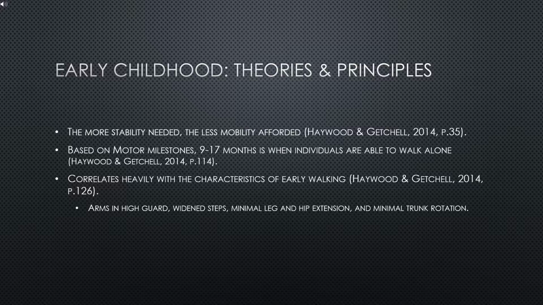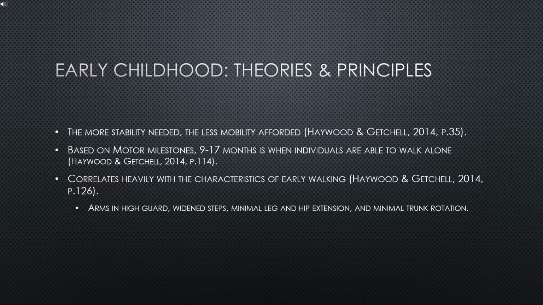And then also based on the motor milestones, 9 to 17 months is when individuals should be able to walk alone. This is just a milestone that's pretty average for kids, and I believe that this child does show that he is within that range. So I don't think that he is developing super fast or slowly. I think he's right in the sweet spot, which is a good spot to be.